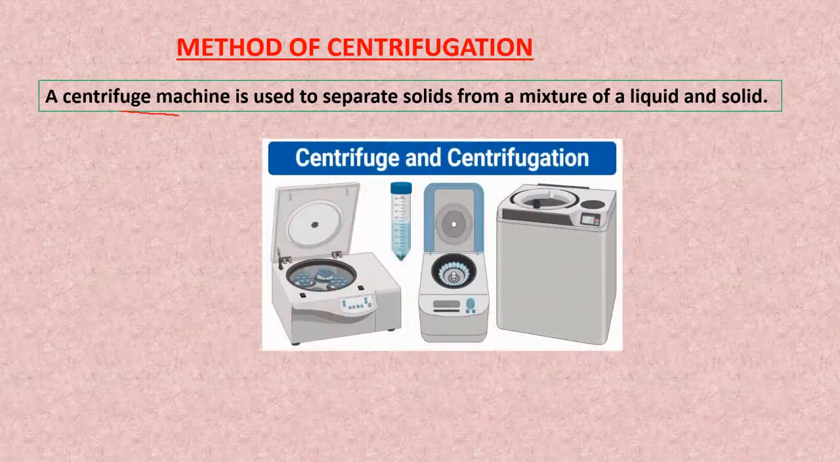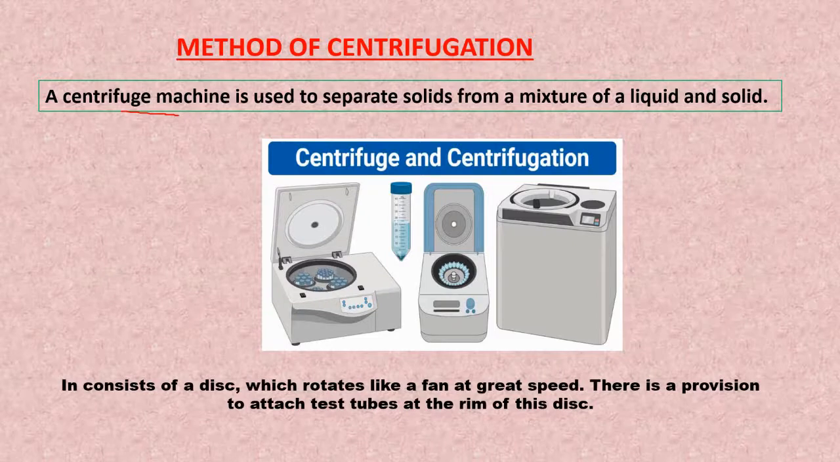So how does this machine look? Over here this is the centrifuge machine. There is a lid which is used to cover this machine, and inside this machine we can see test tubes. Also there is a circular disc. This disc rotates like a fan at a great speed, and there is a provision to attach test tubes at the rim of this disc. Now the rim is the outer edge of the disc.